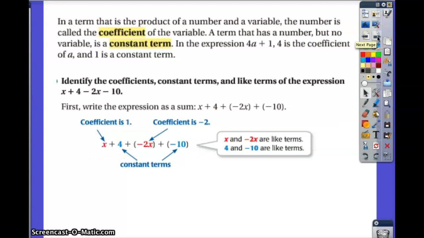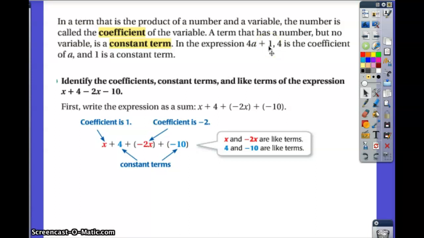In a term that is the product of a number and a variable, the number in front of the variable is called the coefficient of the variable. A term that has a number but no variable is a constant term. That's just a number by itself. In the expression 4a plus 1, 4, which is attached to the variable, is your coefficient, and then 1 would be your constant because it's by itself.